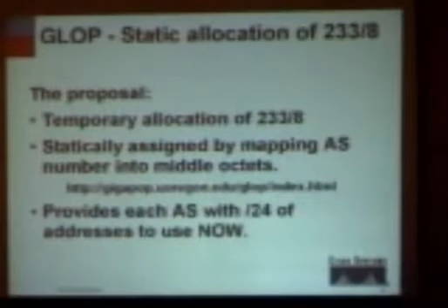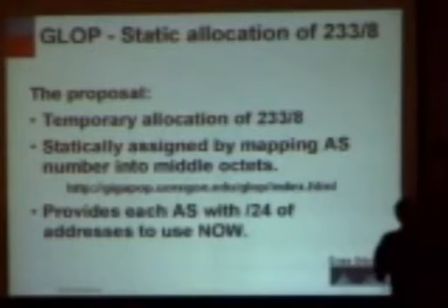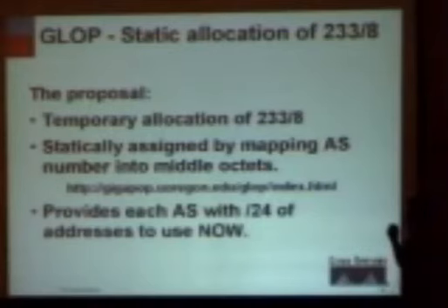And the trick at this particular NANOG is for people that try and expand on GLOP, because I don't think anybody to this point knows what GLOP means. The proposal actually is this: temporary allocation of 233/8. Have IANA assign a /8 from the available address space. And then we'll go ahead and statically assign these addresses by mapping in the AS number from a provider into the middle octets of the address space. This approach has been used before.